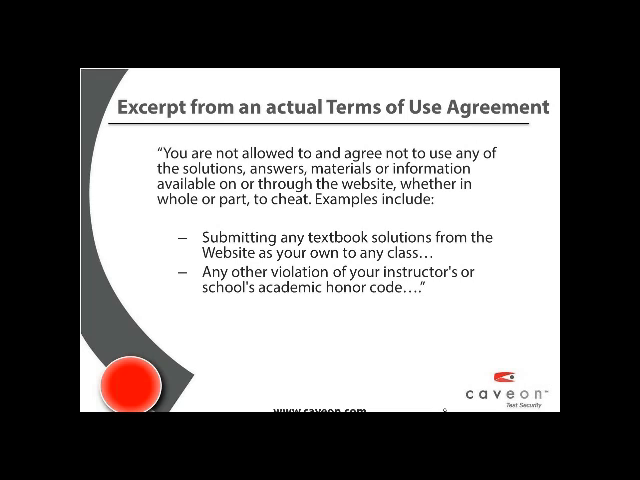As a matter of fact, here's an excerpt from an actual terms of use agreement from one of those sites. Quote, "You are not allowed to and agree not to use any of the solutions, answers, materials, or information available on or through the website, whether in whole or part, to cheat. Examples include submitting any textbook solution from the website as your own to any class, or any other violation of your instructor's or school's academic honor code."